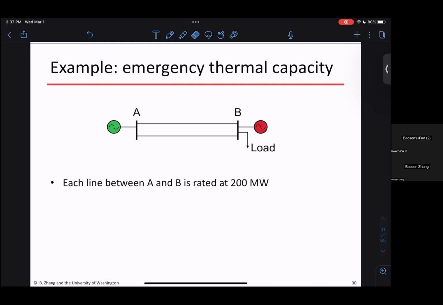There are people who build their companies doing this kind of heat flow analysis on lines, so it's now pretty popular to look at emergency thermal capacity. What you say is each line has a 10% emergency rating for 20 minutes. So you can actually operate above this 200 megawatt range, 10% more for 20 minutes. That's the amount you're allowed to operate above, because thermally it's not going to heat up immediately if you exceed this number.